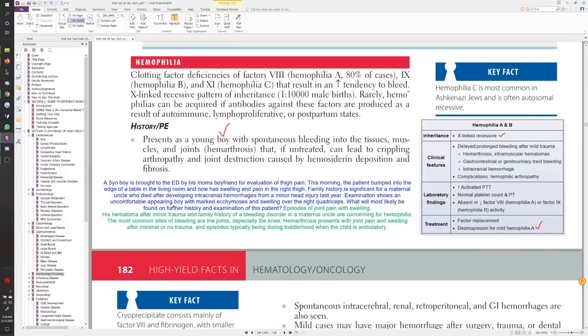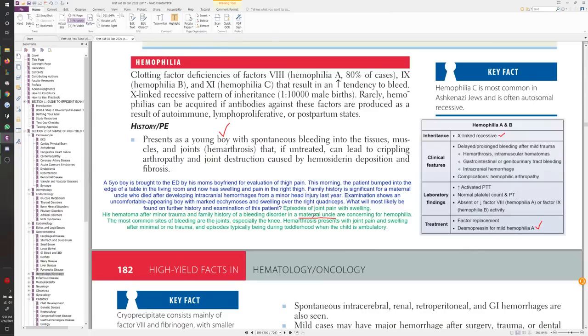What will most likely be found on further history and examination of this patient? Episodes of joint pain with swelling, because this is something that's been happening to him since he was born. His hematoma after minor trauma and family history with bleeding disorder in a maternal uncle are concerning for hemophilia. Always the maternal uncle, by the way. If the question tells you about a paternal uncle, that's not good enough.